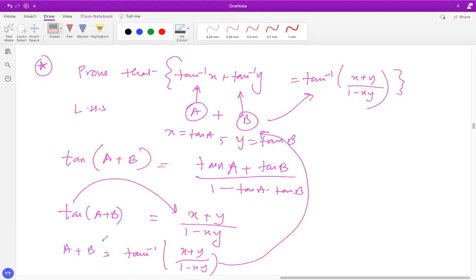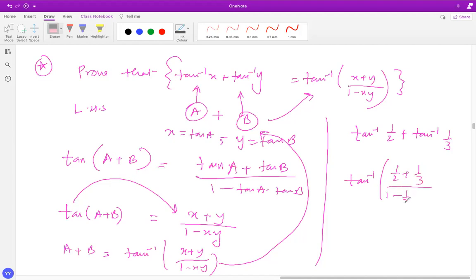So this is the general formula that we can use to evaluate questions like find the value of tan inverse of half plus tan inverse of 1/3, or something like that. When I do tan inverse of half plus tan inverse of 1/3, I get tan inverse of half plus 1/3 over 1 minus half times 1/3. So we get tan inverse of 5 over 6 divided by 5 over 6, which is tan inverse of 1, which is pi over 4. So this is the general logic to do these kinds of questions.